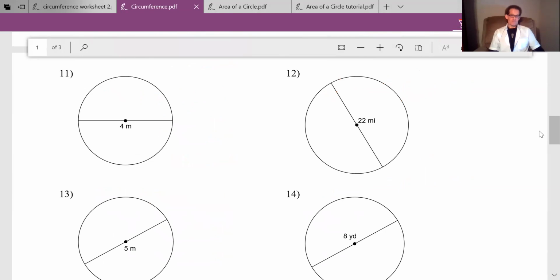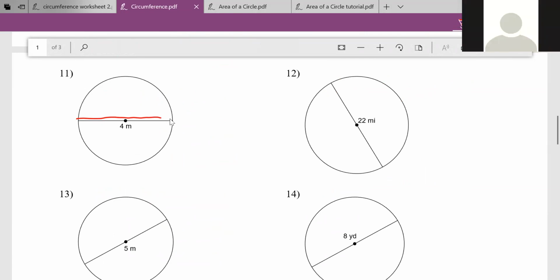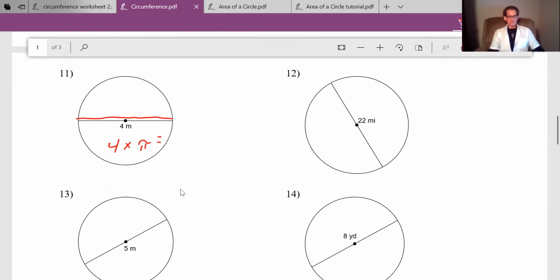Okay. Now, number 11, we don't have to add anything because they're giving you the whole distance. So if we did 4 times pi, I think it's 12.56. 4 times 3.14, 12.56. So this would round up to 12.6 meters.